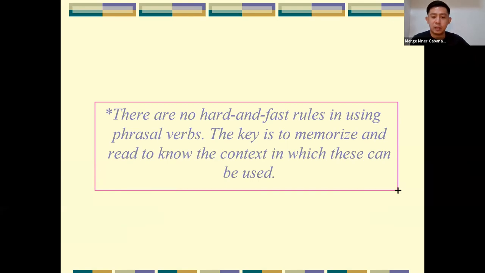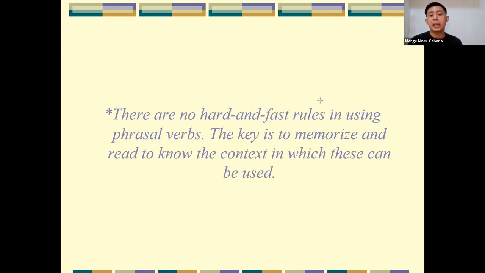Hindi mo siya basta-basta pwedeng mahulaan na, oh, dahil meron kang get, ibig sabihin ng kumuha. Eh, get along with, ibig sabihin magkakasundo. So, there is no easy way here. There's no hard and fast. Now, if this is the verb, if this is the preposition, this is the meaning. Unlike the subject, verb, transitive verb, direct object, you have the subject, intransitive verb, indirect object. We don't have such a formula. Okay? So, the key here is to read and know, gamitin po ito sa pang-araw-araw.